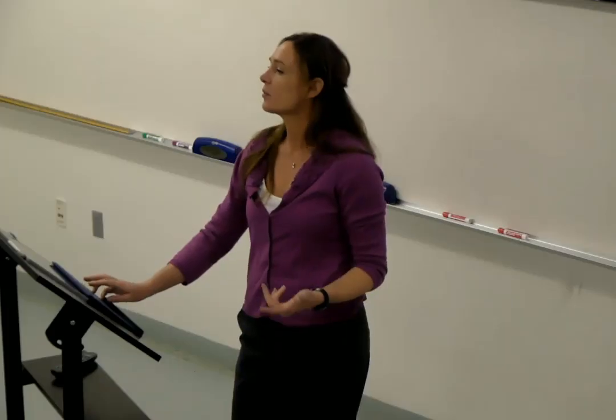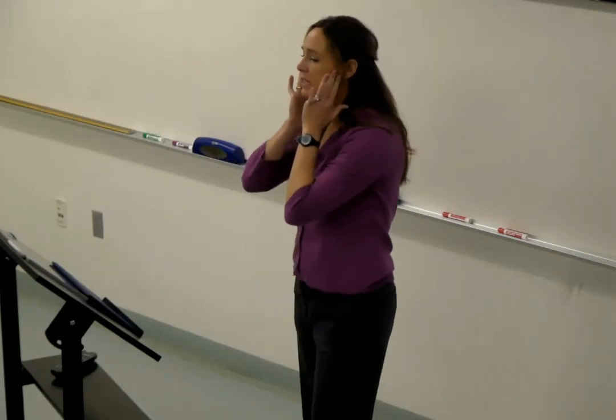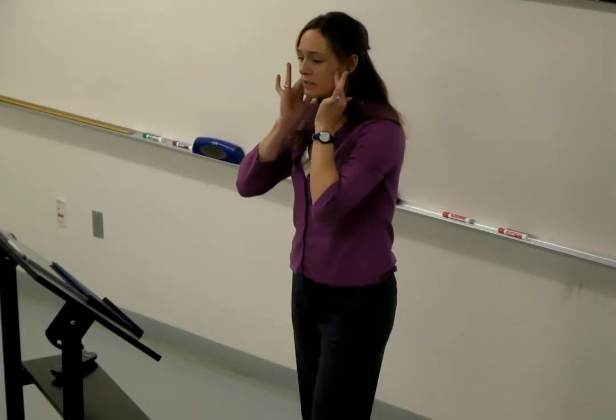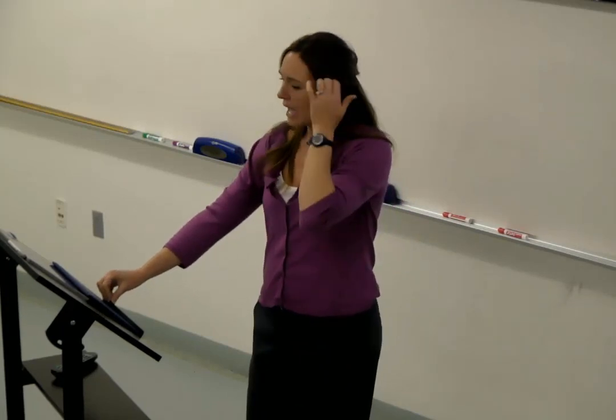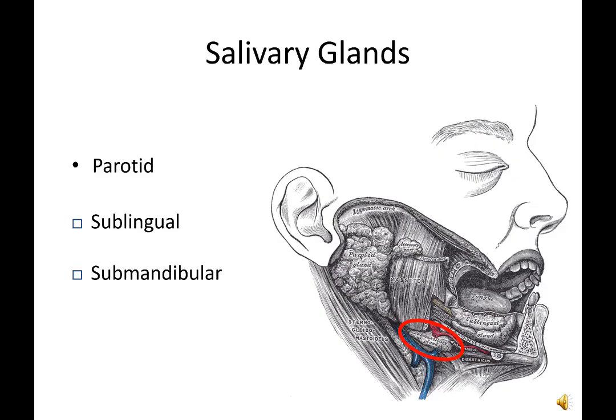As far as salivary glands go, we have three main salivary glands you need to be aware of. The parotids are going to be here off of the mandibular ramus near the masseter muscle. Then we have the sublingual, which is under the tongue. And then we have the submandibular, which is going to be obviously under the mandible itself.